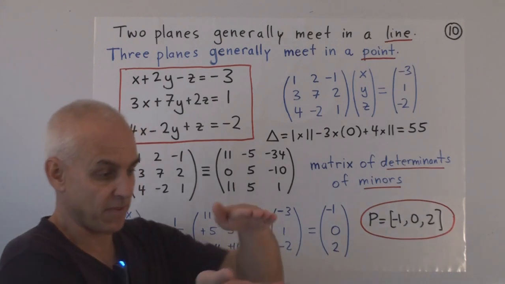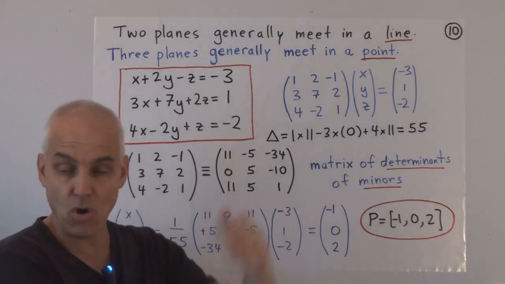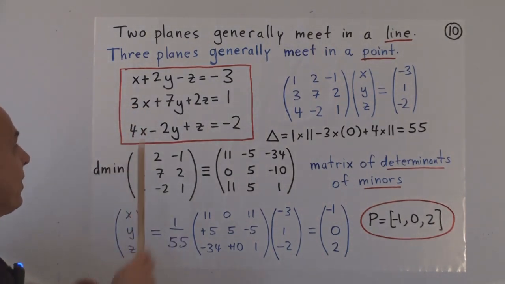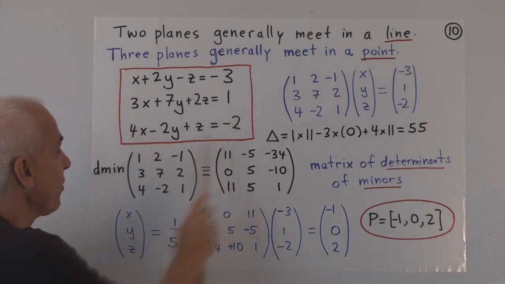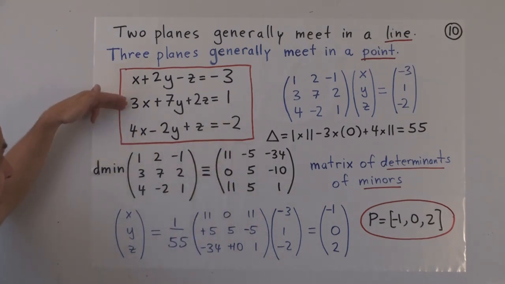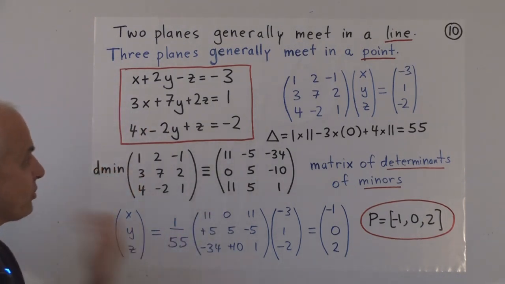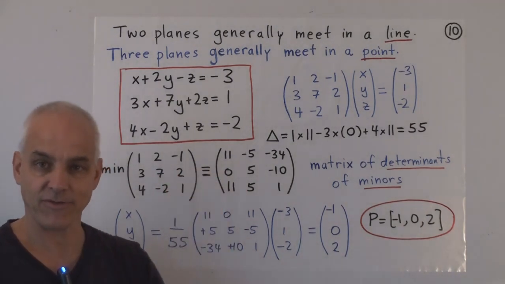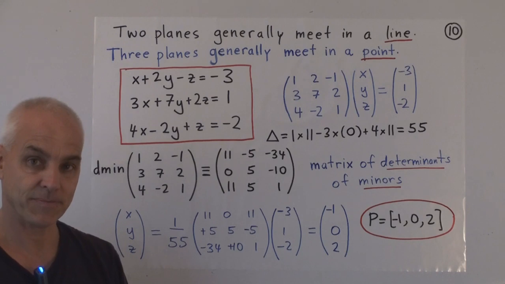However, there are exceptions. If the three planes have two parallel planes in them, then there's no common meet. Here's an example of three planes. There's one equation, there's another equation, there's another equation. Those are each representing planes in our three-dimensional space. So suppose we want to find the common point of those three planes. It means we have to solve this system of equations.